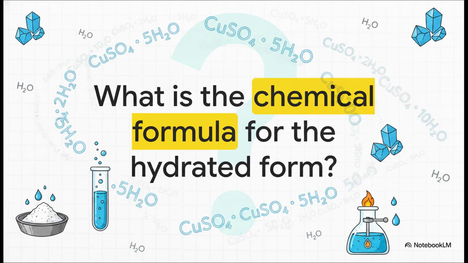And the last MCQ. What is the chemical formula for hydrated copper 2 sulfate? Is it CuSO4.5H2O, CuSO4.2H2O, Cu2SO4.H2O, or CuSO4.10H2O? The answer is CuSO4.5H2O.